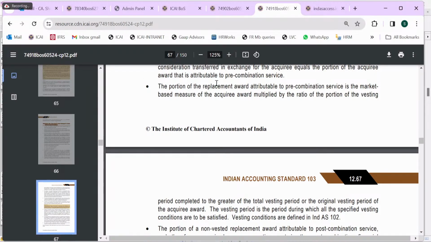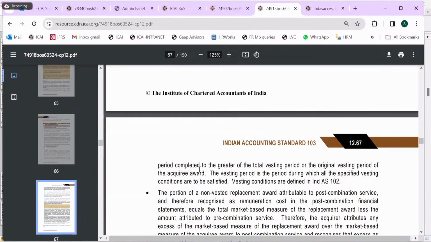The portion of the replacement award attributable to the pre-combination period is the market-based measure of the acquiree award. Acquiree award is the original award. So for this pre-combination service, the portion of the replacement award attributable is the market-based measure, which means fair value. Fair value of the acquiree award means the original award. So it is the fair value of the original award multiplied by the ratio of the portion of the vesting period completed to the greater of the total vesting period or the original vesting period of the acquiree award.